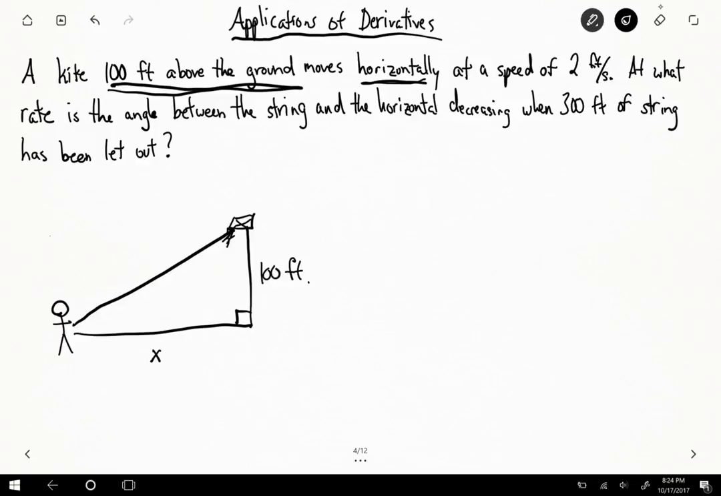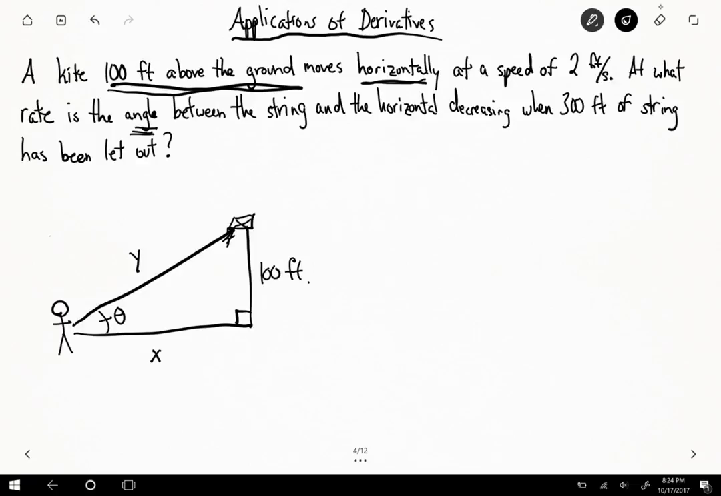Now, at what rate is the angle between the string and the horizontal decreasing when 300 feet of string has been let out? So now listen to this. When we are letting out string, so notice the letting out of the string occurs right along this line where the kite is. So that is a variable because we're letting it out. So we'll label that side y. And then we're talking about an angle, and so we'll put in a theta right there.